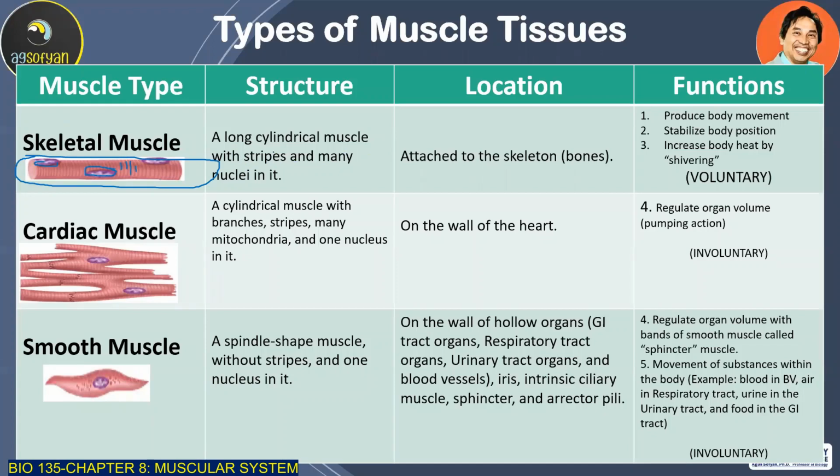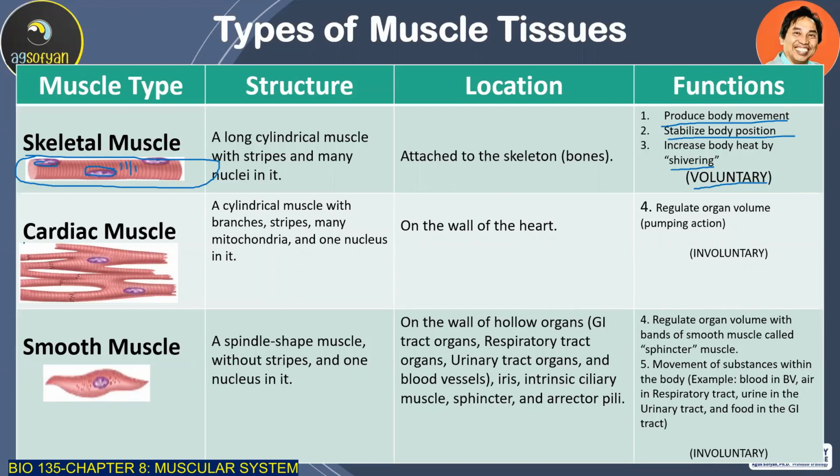Again, they are attached to the skeleton. The function is to produce body movement, stabilize the body position, and also increase body heat during shivering. Mostly the movement or the contraction is voluntary. This means that we can really control this skeletal muscle movement. So we can really move our hands, our legs, including the tongue. The tongue is also skeletal muscle because we are able to move this muscle voluntarily.